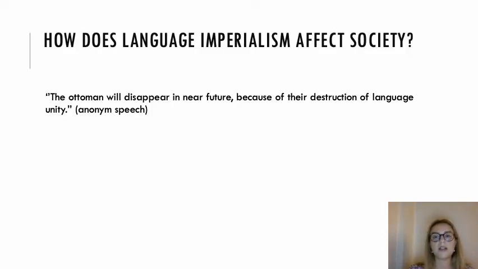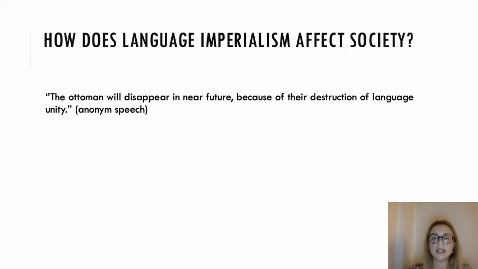Here is another important issue. How does language imperialism affect society? Language imperialism is the first application that can be made to destroy a society, because a society loses its language, and loses itself and its culture at the same time. I want to tell you a famous story in Turkey.